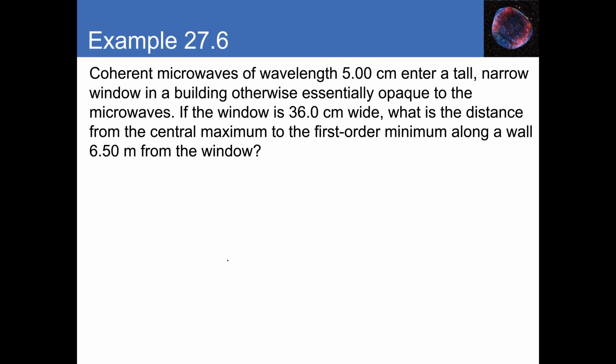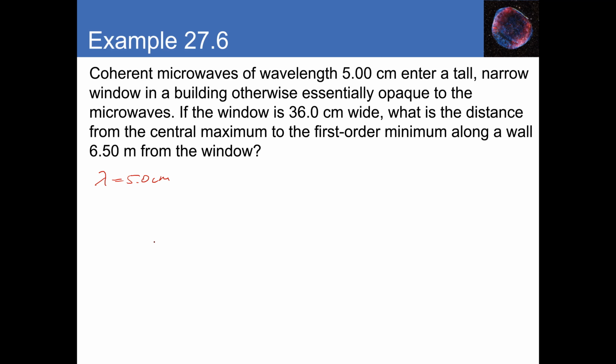All right, so let's look at a few examples here. You have a coherent microwave of wavelength 5 centimeters entering a tall, narrow window in a building, otherwise essentially opaque to the microwaves. If the window is 36 centimeters wide, what is the distance from the central maximum to the first order minimum along the wall, 6.5 meters from the window? All right, so let's see what we get. We are told that the wavelength is 5 centimeters.